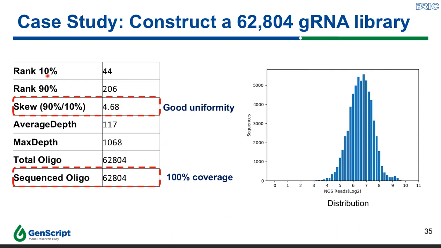The rank 10% indicates the 10% of the sequences distributed on the left-hand side, and the rank 90% indicates the molecules distributed on the right. It is considered an equal distribution when the ratio between the 90% and 10% is less than 10. The smaller the number, the better, in order to ensure maximum editing and screening efficiency. And the NGS data also show a total 100% coverage for the total gRNA oligos that were constructed.